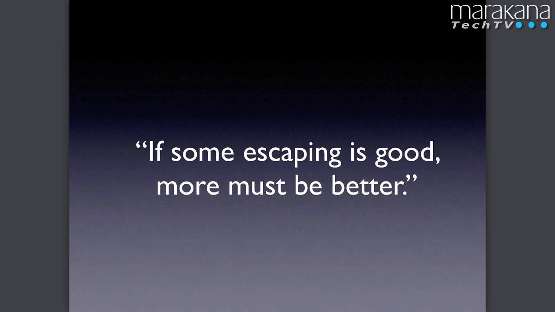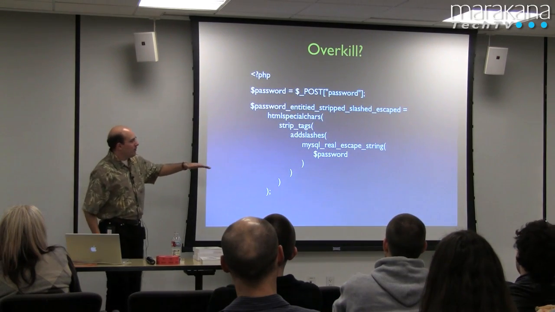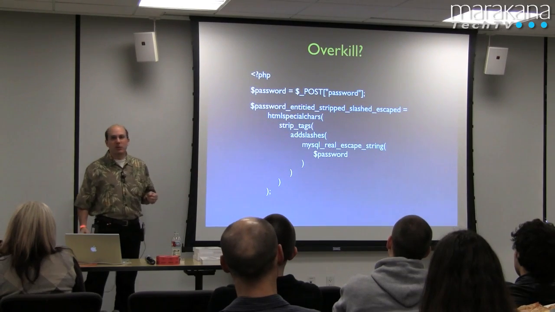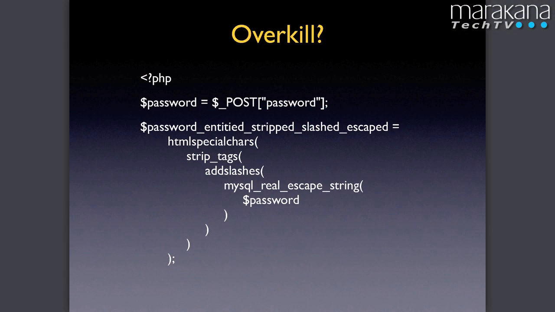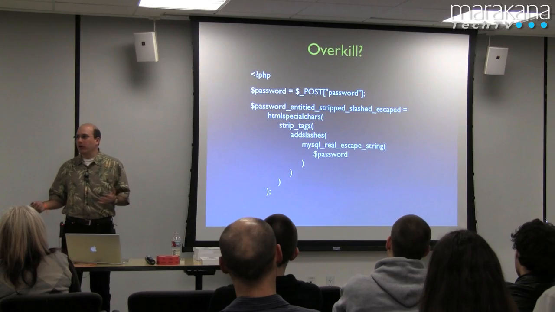Another thing that I hear developers say a lot is, if some escaping is good, more must be better. This sort of goes along with the general American attitude toward the economy. So you see things like this. They said, well, mysql_real_escape_string was good. I'm going to wrap that around my password. But there's all these other functions in PHP that do similar things. I'm going to use them all because more defense is better, right? Well, now you end up with backslashes before your backslashes and things encoded in HTML entity tags and so on, which is totally inappropriate for inserting into the database.